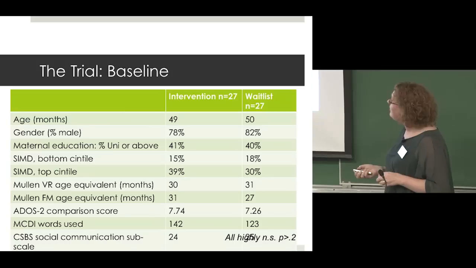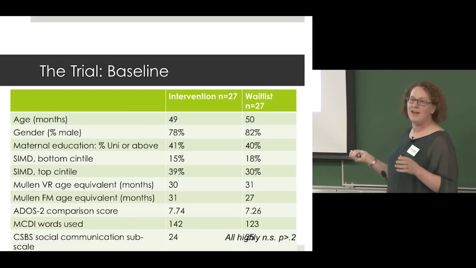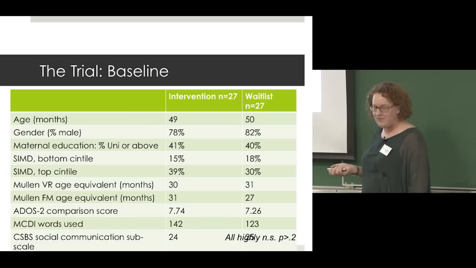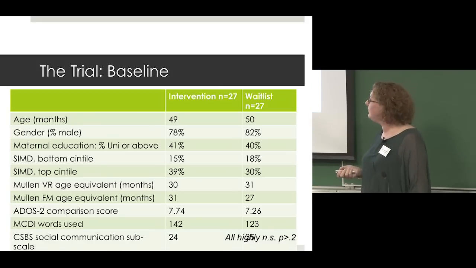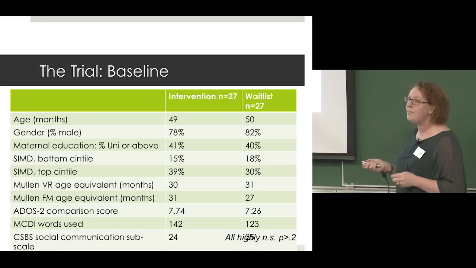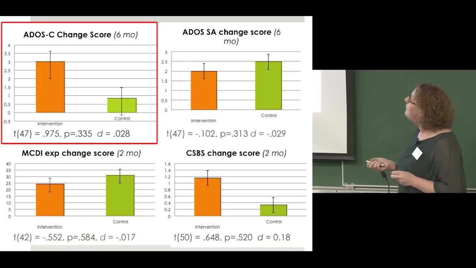Again, I don't want to talk about this too much, but the groups were really well matched. There were 54 children in the study altogether, 27 in each of the groups, and there was a random assignment procedure to the two groups. Okay, so now some data. So this is our primary outcome measure.